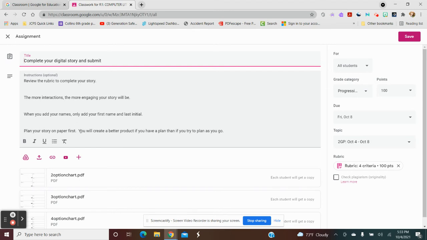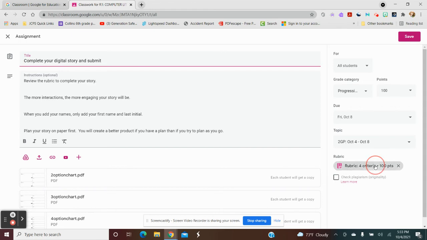And then you need to plan your story on paper first. And as I explained in the previous video, you have these option charts. I explained them in class. Basically, that's to help you with your choices. And you will create a better product if you have a plan than if you just kind of write as you go along. You're going to wander off and it's going to get kind of confusing. But if you have a plan, maybe you can intertwine things and make some unexpected things, maybe one choice leads you right back to the beginning. So just kind of see what you can do with that.